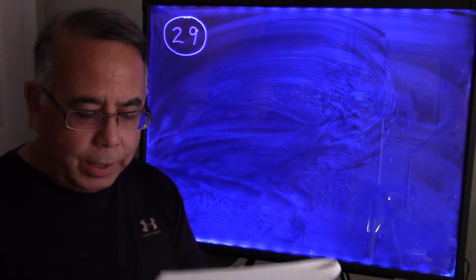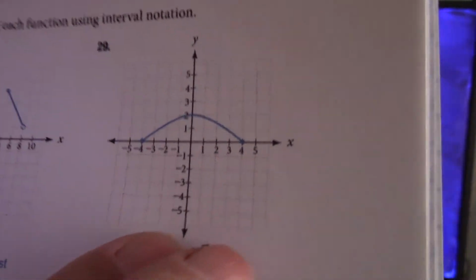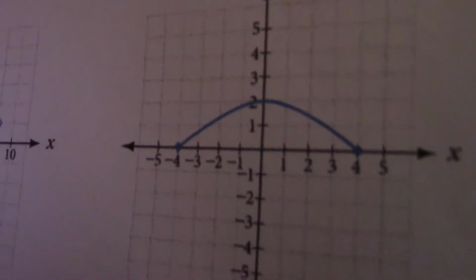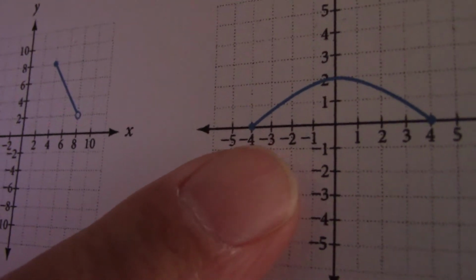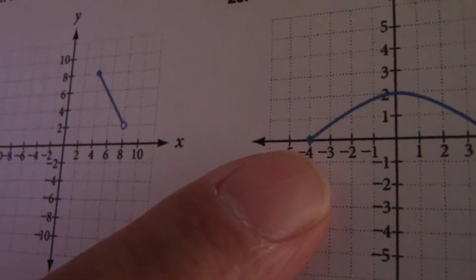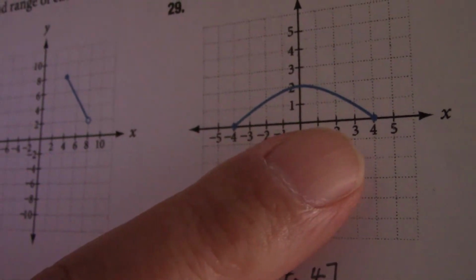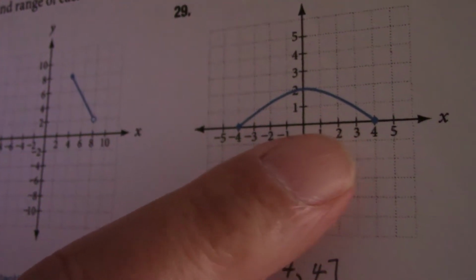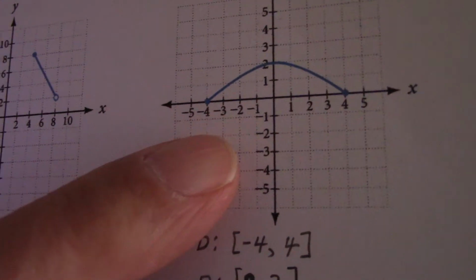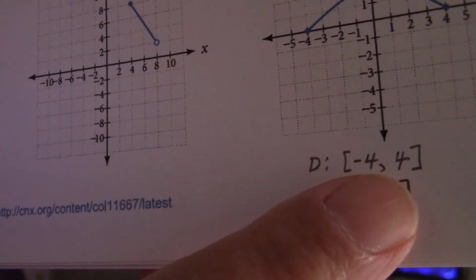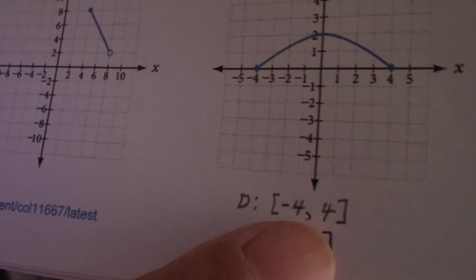And number 29, zoom in on this. So the domain goes from x equals negative 4 all the way to x equals 4, including both of those endpoints. So there's your domain right there. Negative 4 to 4 using brackets.